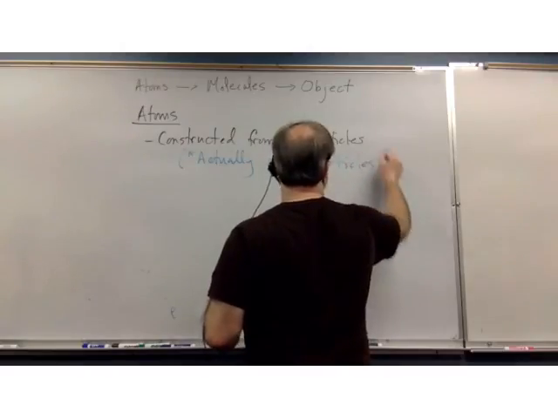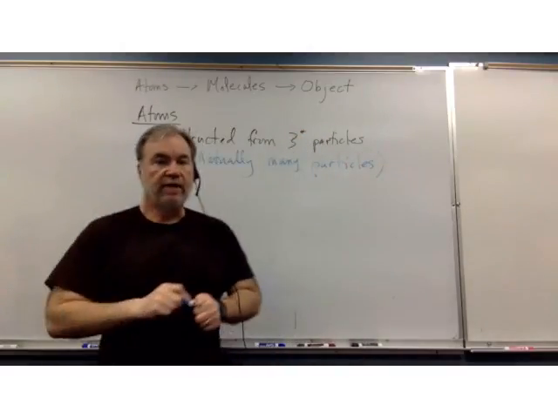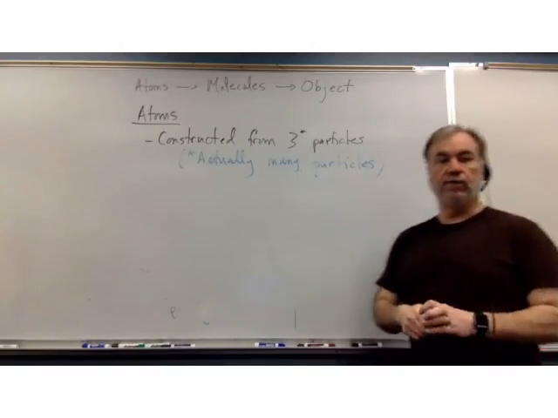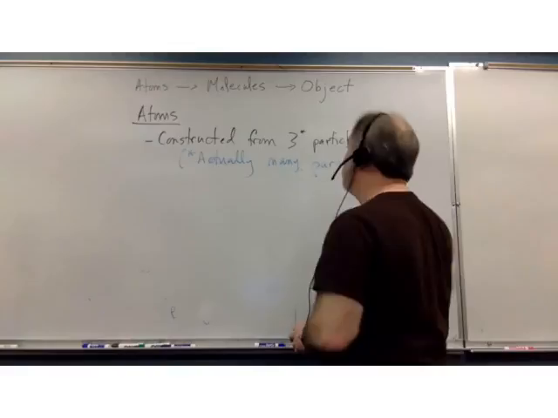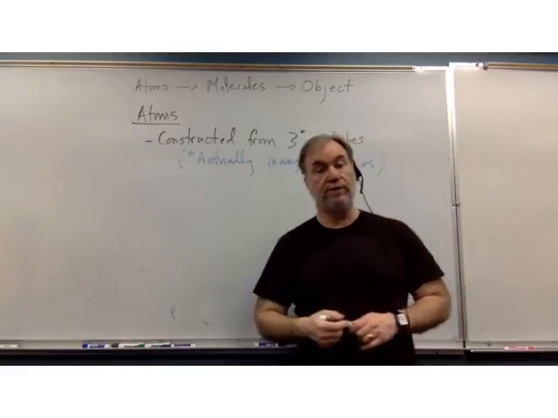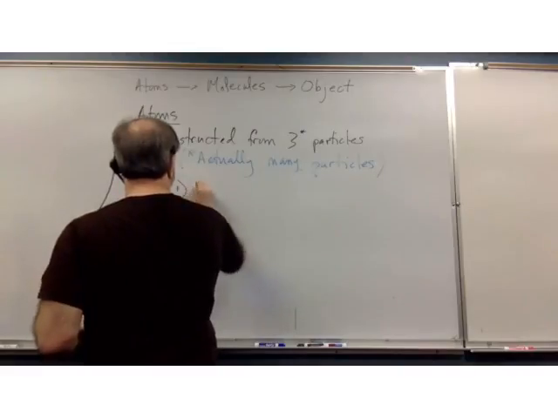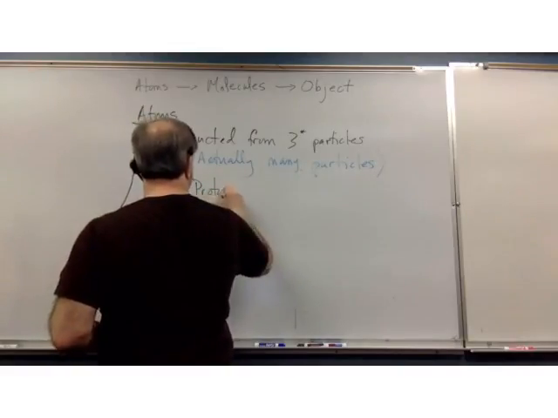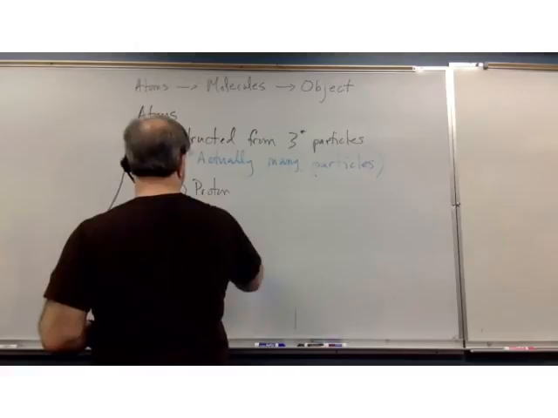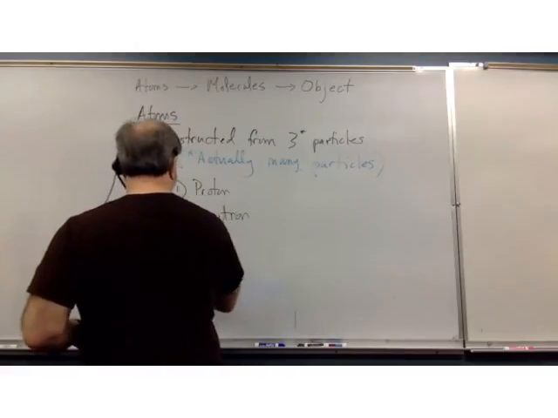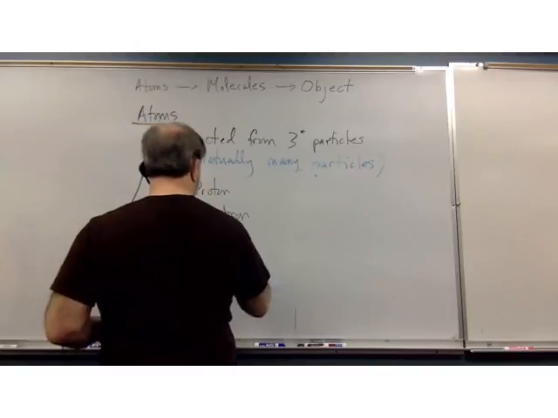And I'm putting a note here just because I'm intellectually honest with you. There's actually lots and lots of particles that go into making up an atom. But the 3 that I'm going to talk about are the most important ones, at least for our purposes. Those 3 are the proton, the neutron, and the electron.